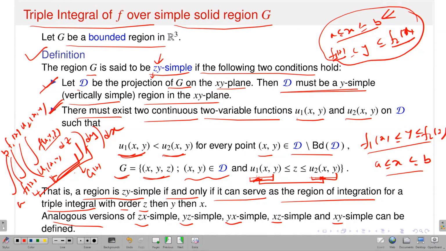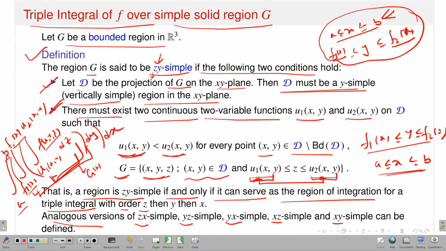That means you are in the xy plane, and the projection I am getting is of the form what is called vertically simple. That means y varies from f1(x) to f2(x). So you have to perform the integral with respect to y with lower limit f1(x) and upper limit f2(x). Then it will give you a function of x, and then you perform the x integration, with lower limit a and upper limit b, because x varies from a to b. I hope this is clear.